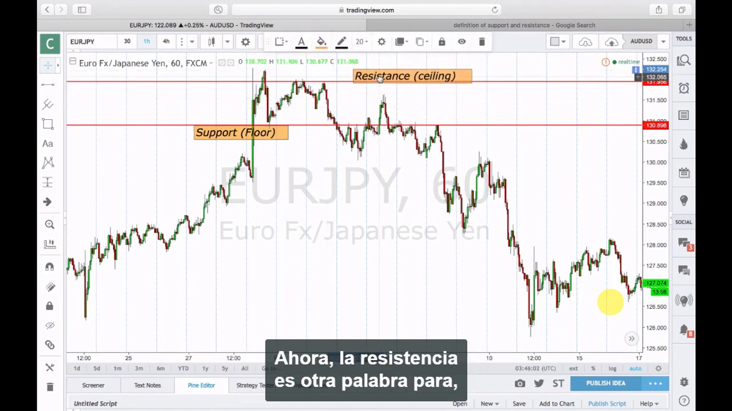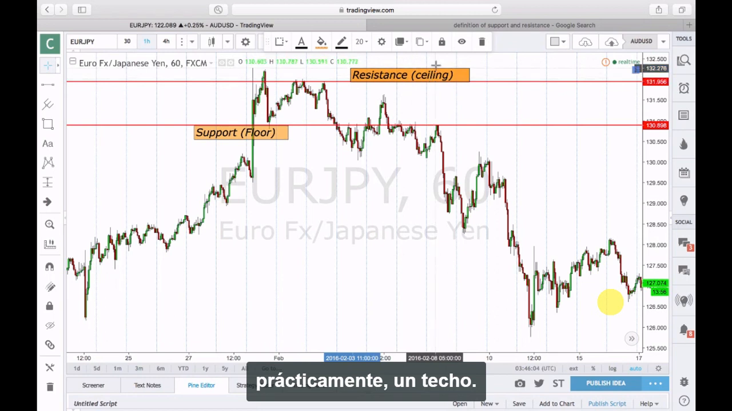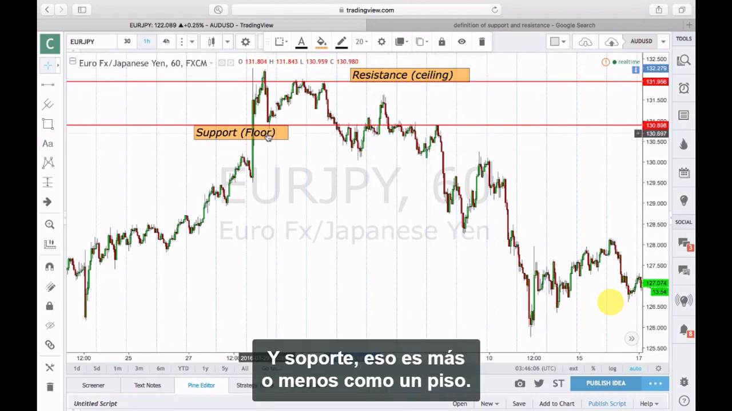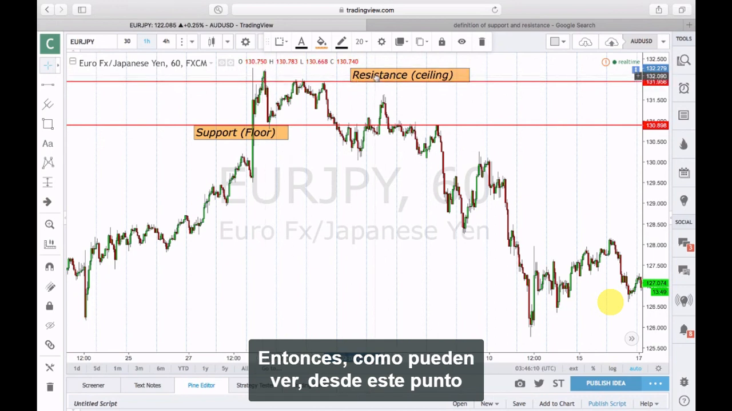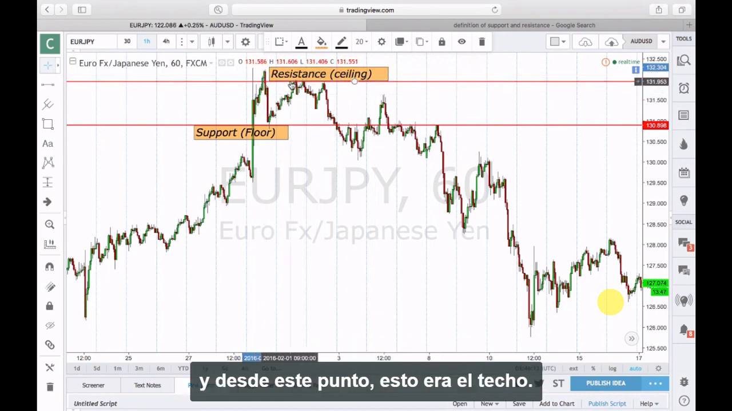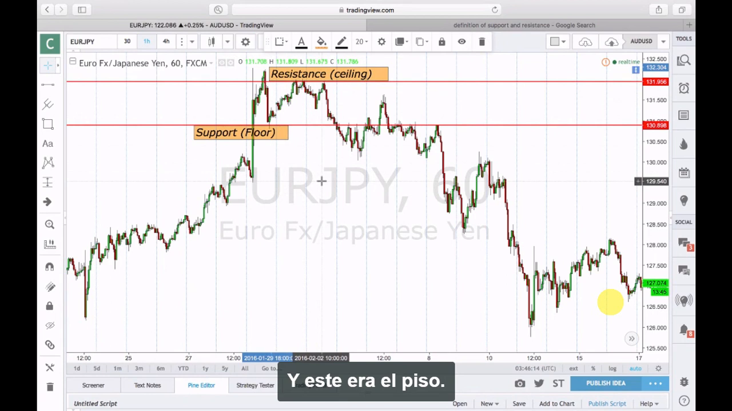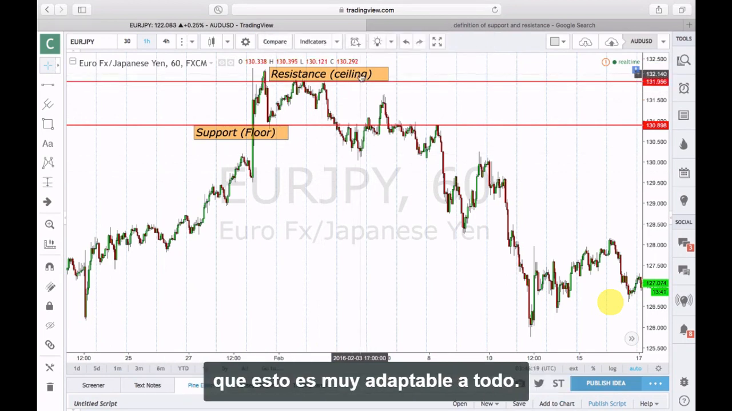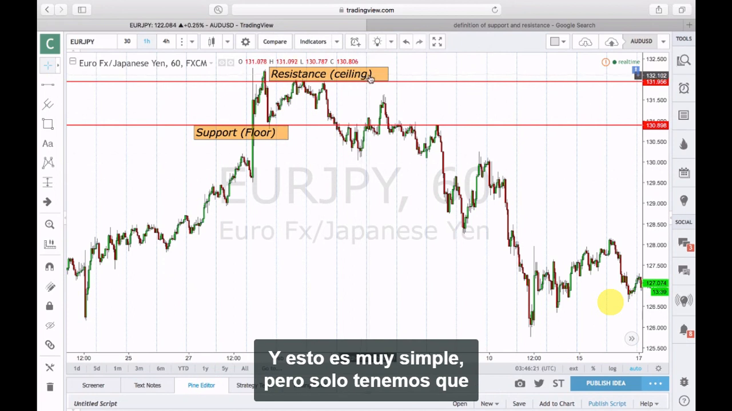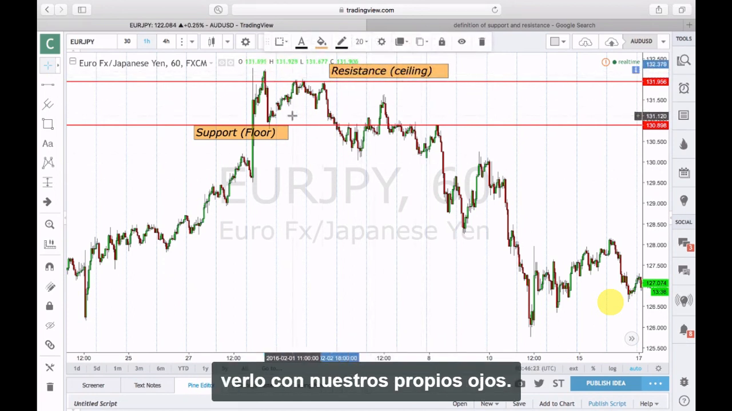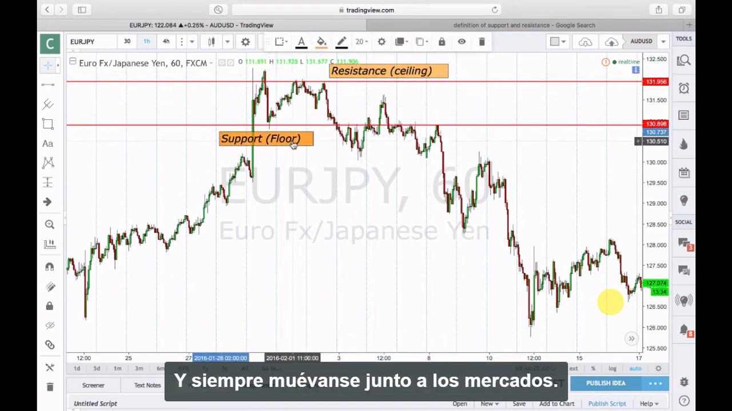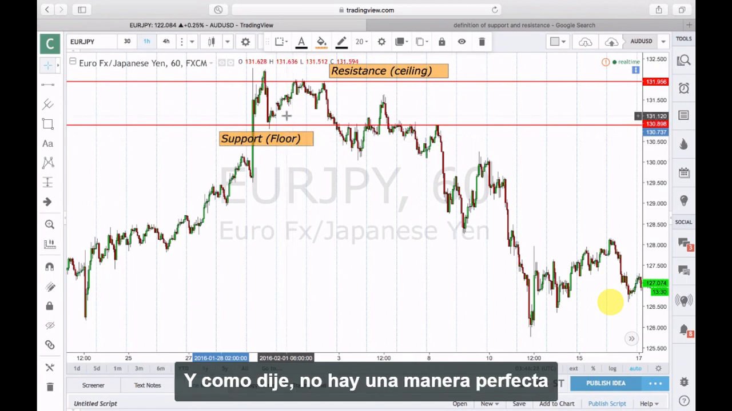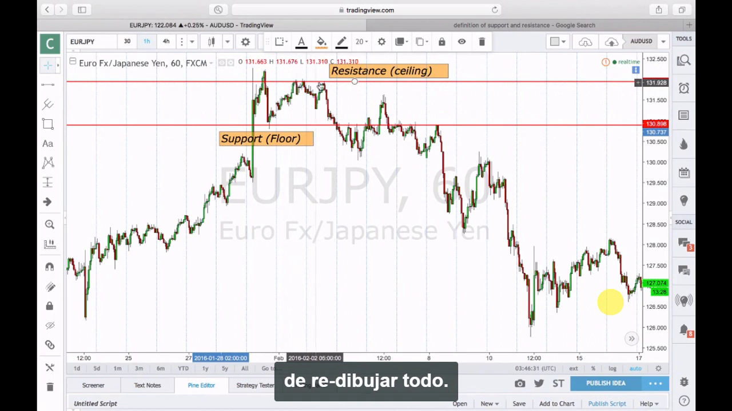Now, resistance is another word for a ceiling, and support is like a floor. So as you can see from this point, and from this point, this was the ceiling, and this was the floor. Now, I want you to understand that this is very adaptive to everything, and it's very simple, but we just have to see it with our own eyes and always move along with the markets.